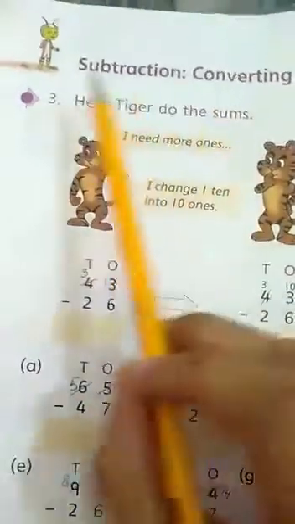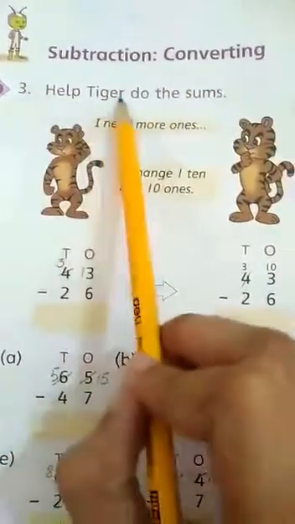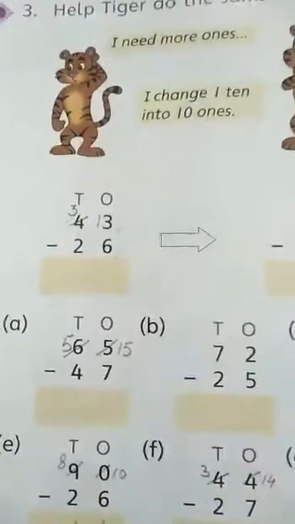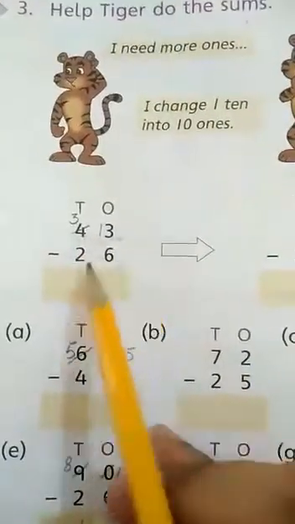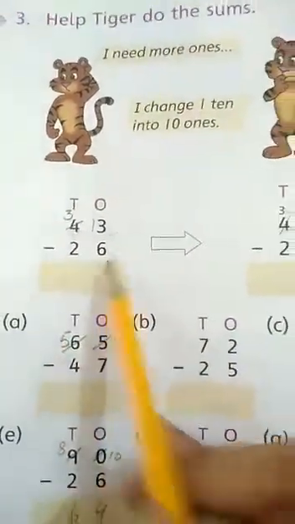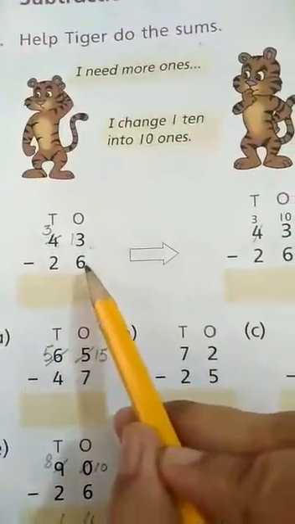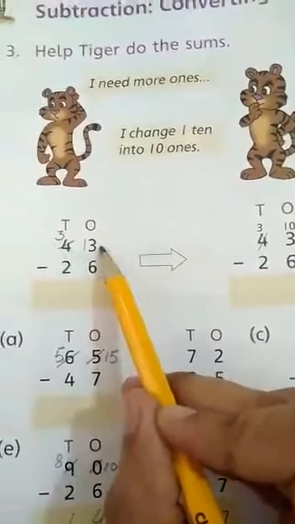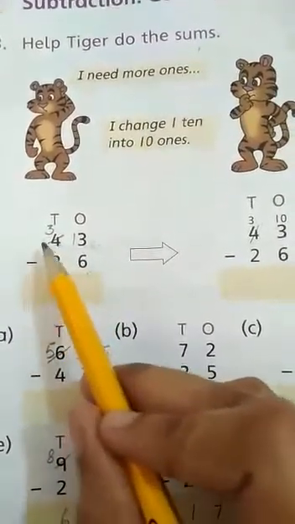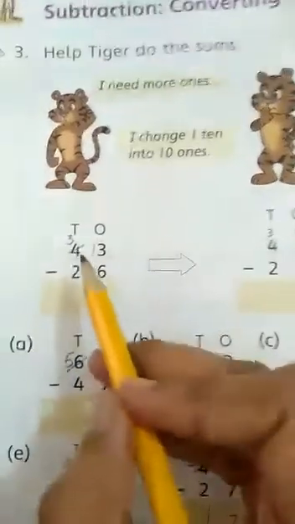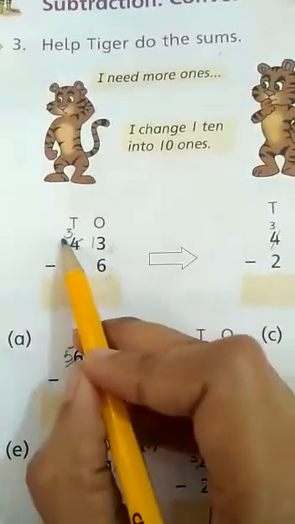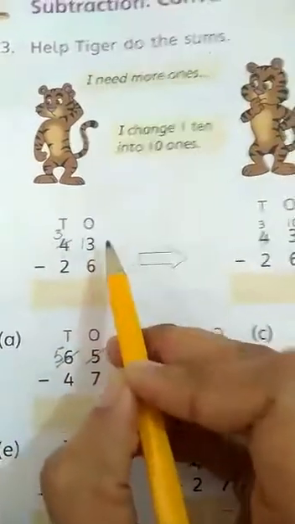Subtraction converting. Question number 3. Help Tiger do the sums. Okay, in this example, 43 minus 26. So students, we cannot subtract 6 ones from 3 ones. So we can borrow 1 from tens column. So when we borrow, 4 becomes 3 and 3 becomes 13.